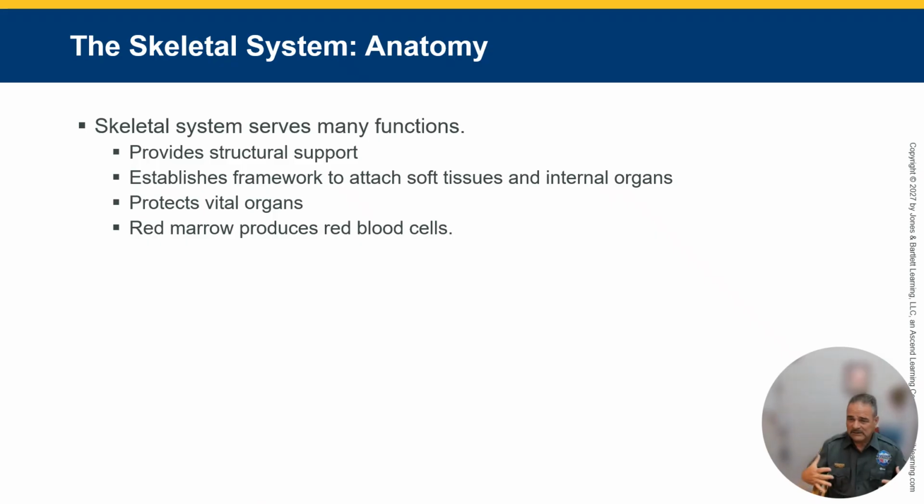It also protects our vital organs. Like for instance, the ribs are protecting your lungs, your heart, your liver from blunt trauma. And then, of course, the red marrow inside the center part of the bones creates our red blood cells. They replace our red blood cells as they get old and wear out and are discarded by our spleen. That's where our spleen takes care of the dying blood cells. So, again, the red marrow has to replace those blood cells. So that's what the functions of the skeletal system are.